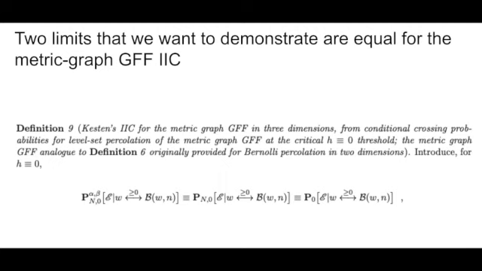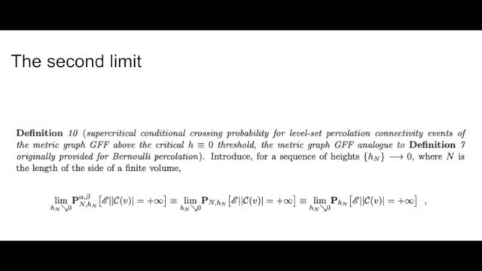But besides the first limit that we have, the second limit that we can also look to define is the supercritical conditional crossing probability for level set percolation connectivity events of the metric graph GFF about the critical h equal to 0 threshold.